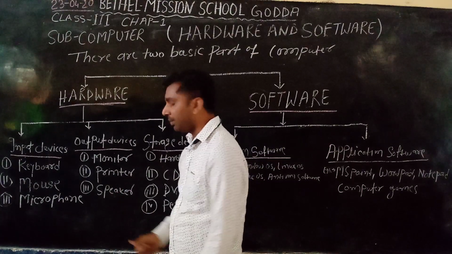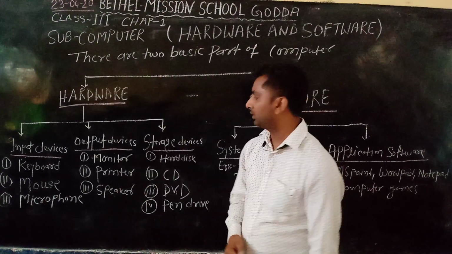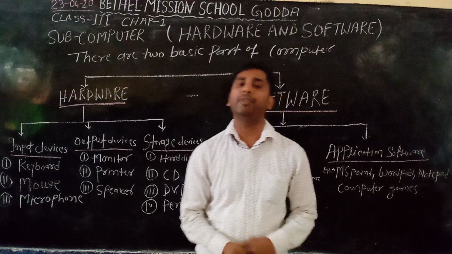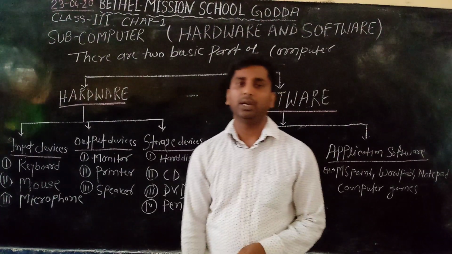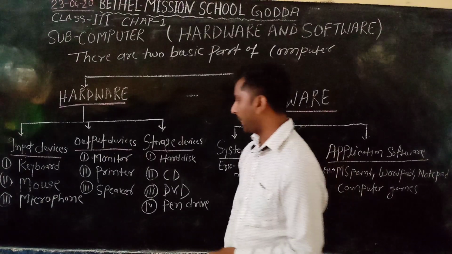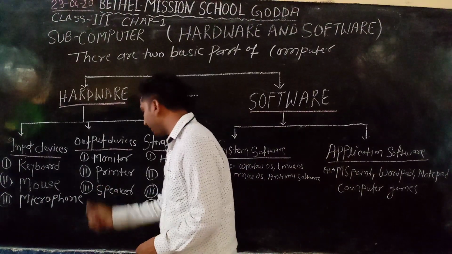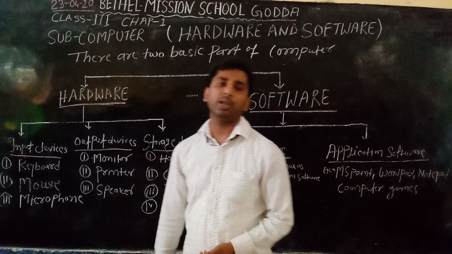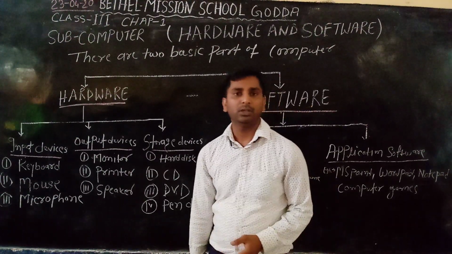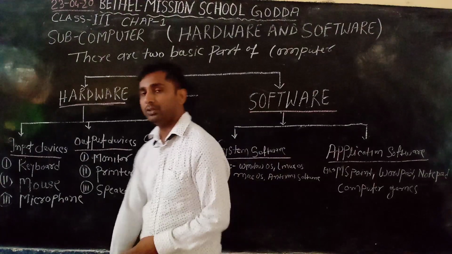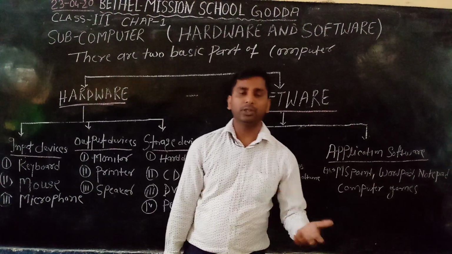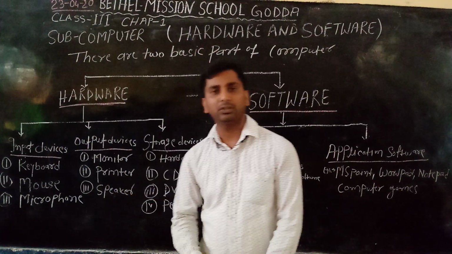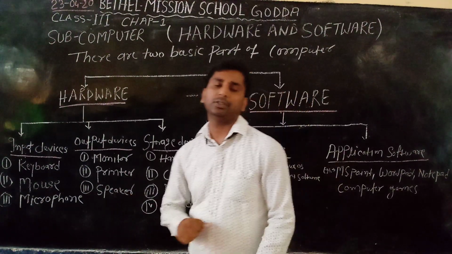The second is printer. What is a printer? Printers are used to print photos and documents. Now, third one is a speaker. A speaker is also an output device. It is used to output the voice from the computer.